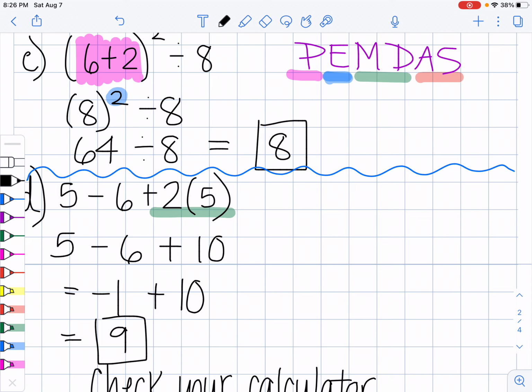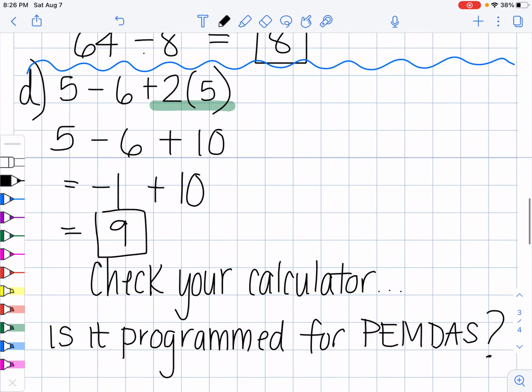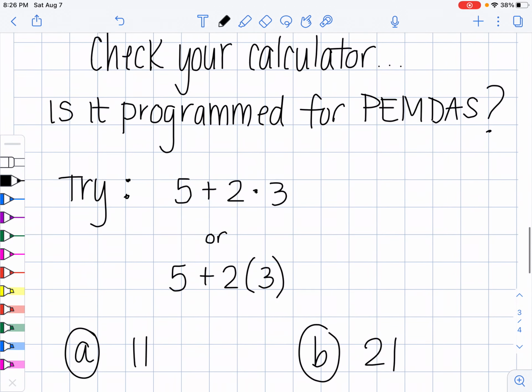Okay, so that's how I do my order of operations. Now you might want to check your calculator to see if the calculator that you typically use is programmed for order of operations. So I want you to try in your calculator 5 plus 2 times 3, and you can see I wrote it both ways. Both of these mean the same thing. So check it out and see what you get.